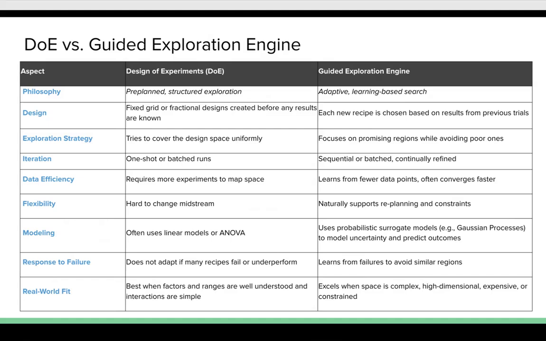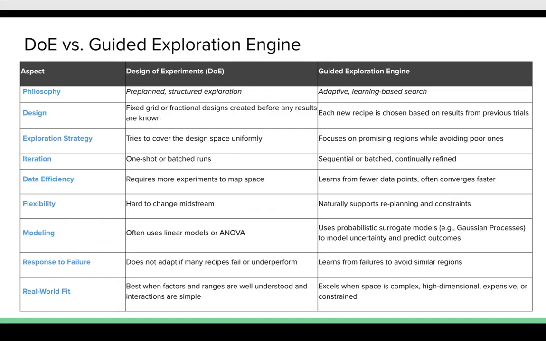And so, on design of experiments, you might do one-shot or batch runs, whereas guided exploration is all sequential or batched, but you're continuously refining based on what you're learning. And what that means is that typically design of experiments will require more experiments to map the space. The real benefit of a guided exploration engine that uses active learning is that you're learning from fewer data points. And so you often converge faster to what you're looking for.